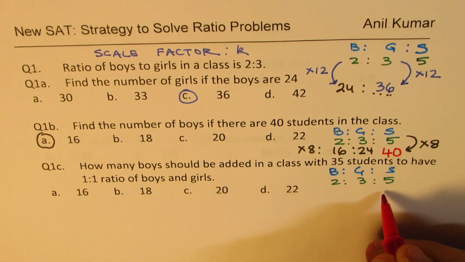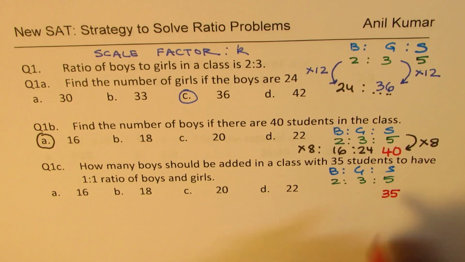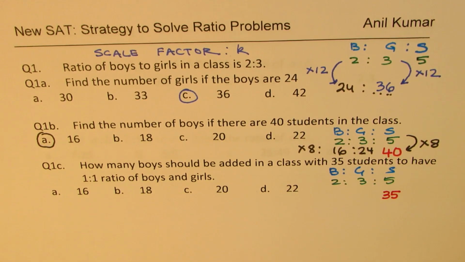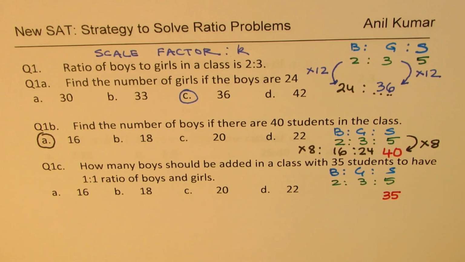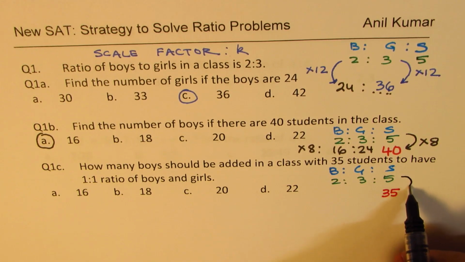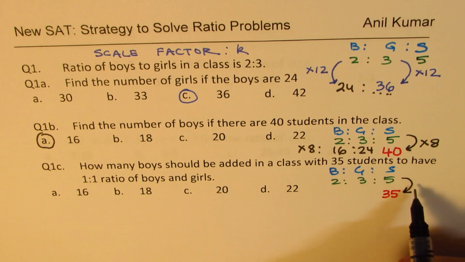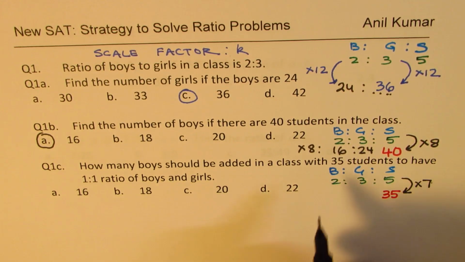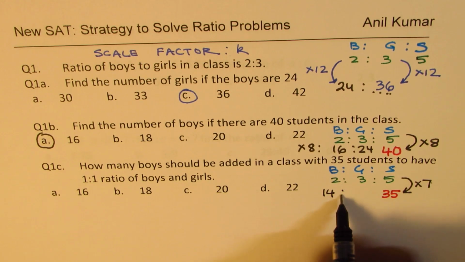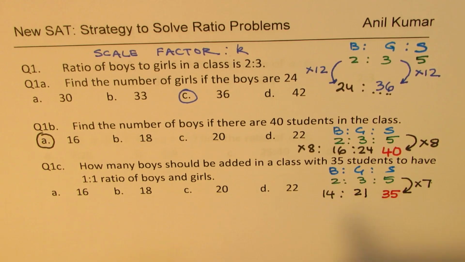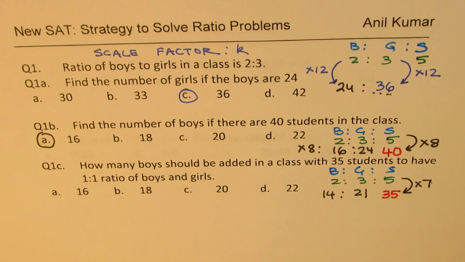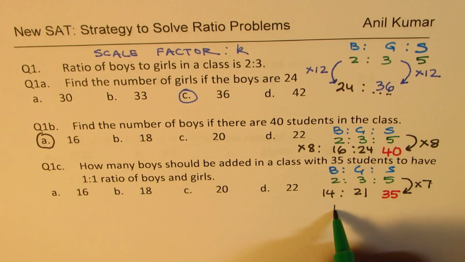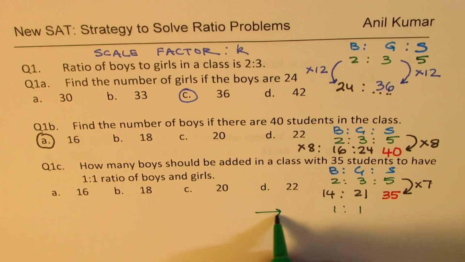Now it says how many boys should be added in a class with 35 students. That means we have total number of students as 35. Now, can you answer this question? Well, let's look into the solution. I hope some of you must have got it. Now this scale factor is how much? Scale factor is times 7. So if I multiply by 7 all of them, I get 7 times 2 as 14 and 7 times 3 as 21. Now we want the ratio of 1 is to 1, right? How do we get it?